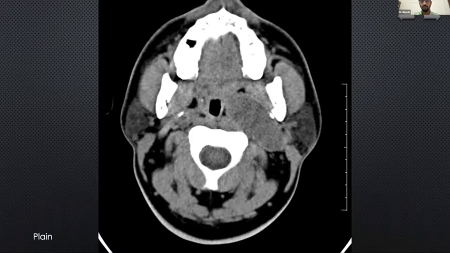What are the other lesions which can occur in the carotid space? Could be a carotid body tumor. Yes, sir. Carotid nerve sheath tumors and also carotid body tumors like paraganglioma. Those are the common things you have to think of. Okay. Fine.